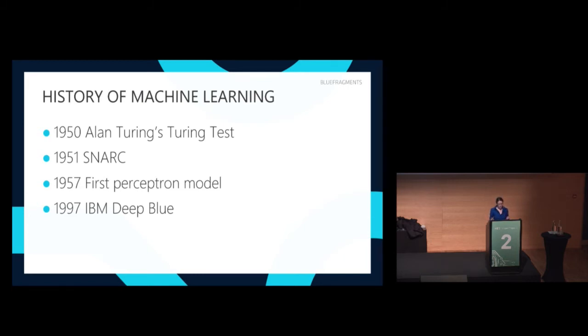So to start off, we have in 1950 the very famous Alan Turing's Turing test, where the question is: is it possible to build a machine that is so realistic that it can deceive humans into thinking it is another human being?